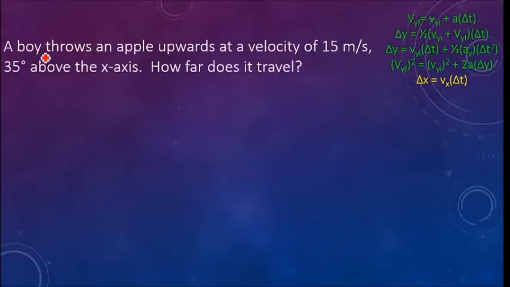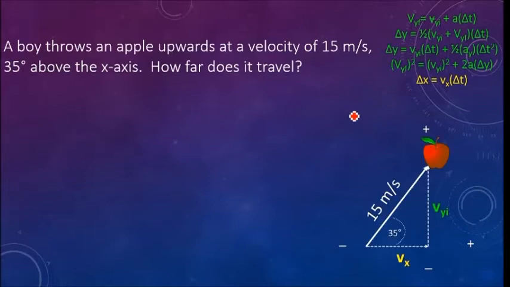So here's our example. A boy throws an apple upwards at a velocity of 15 meters per second, 35 degrees above the x-axis. How far does it travel? Okay, and this is presuming it lands at the same height. We could mess it up even further by having it land at a different height. We're saying it's going to land back down at the same height.